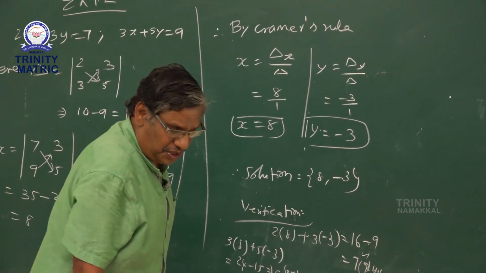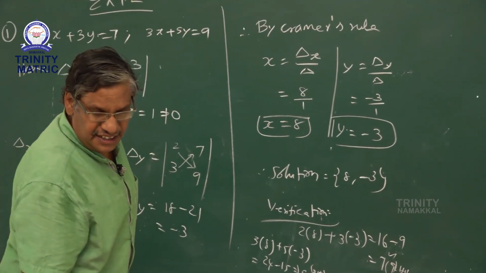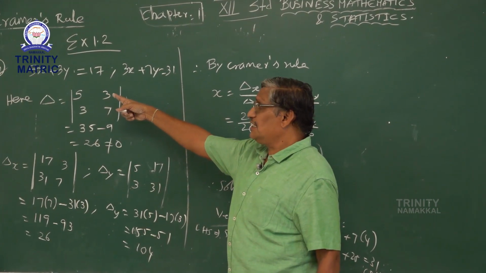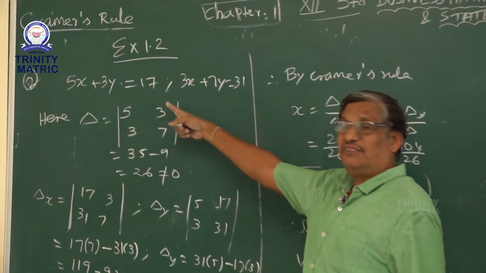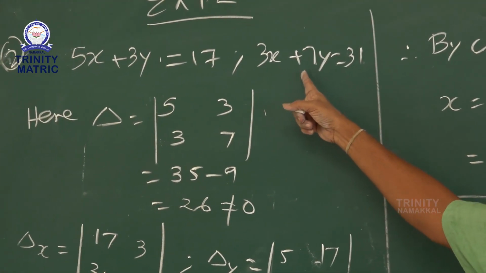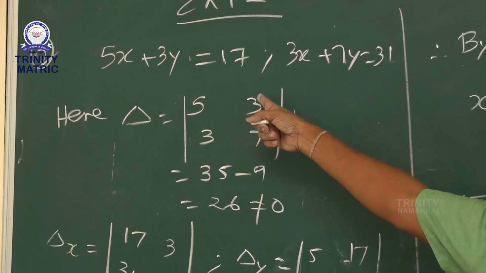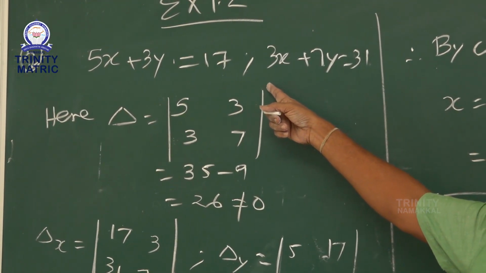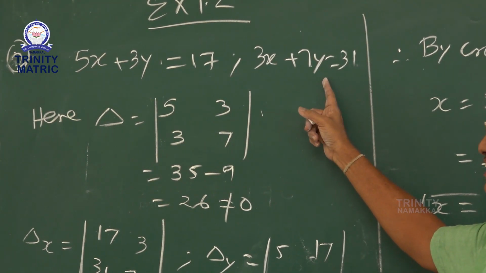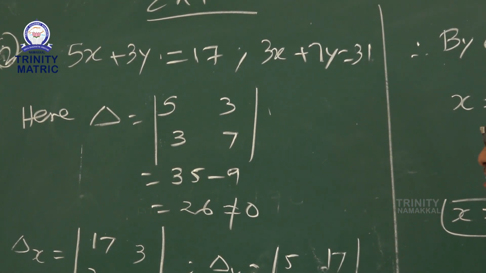Very easy for you. You do that 1 or 2 sums. Second sum, what is that? 5x plus 3y is equal to 17. 3x plus 7y is equal to 31. These are two linear equations given. We have to solve these equations.